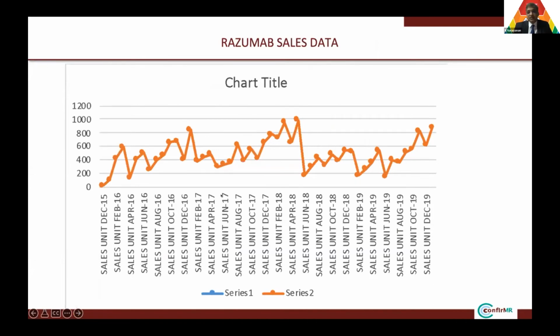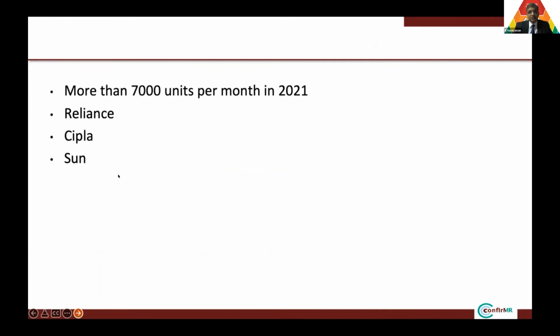And you can see the sales data. This was 2017-19. It is very low, ups and downs, 800 units per month. But last year, they sold more than 7,000 units per month. And now we have other companies also. These are the names of the companies which have now ranibizumab biosimilars either launched or ready to be launched.